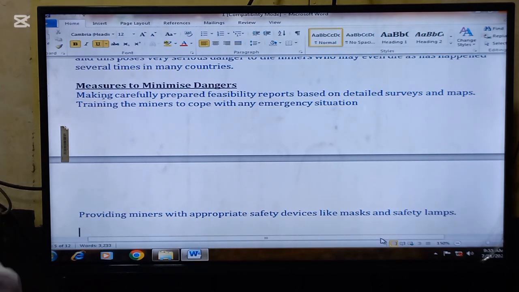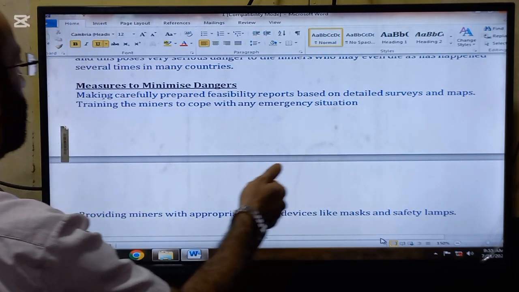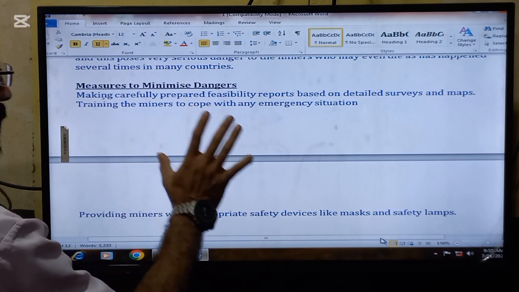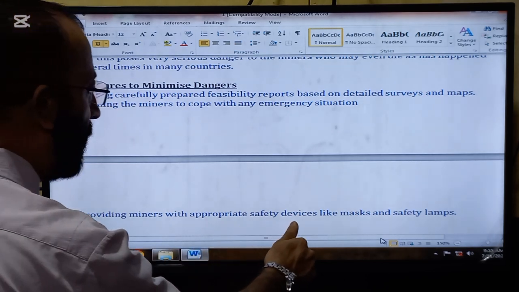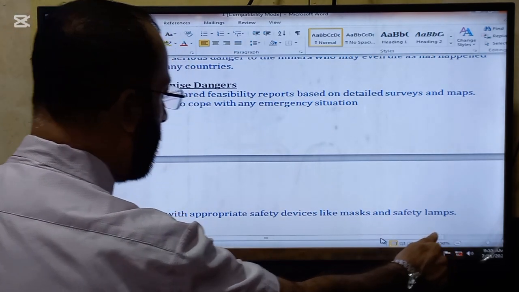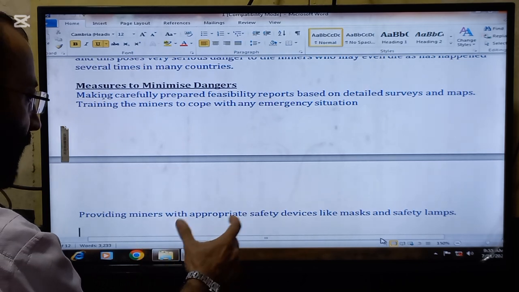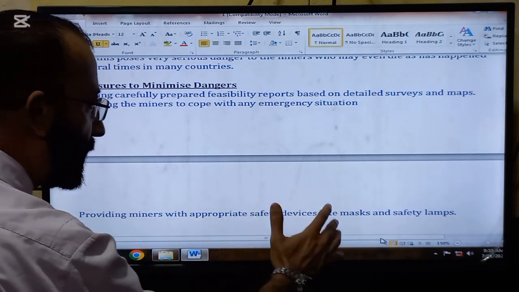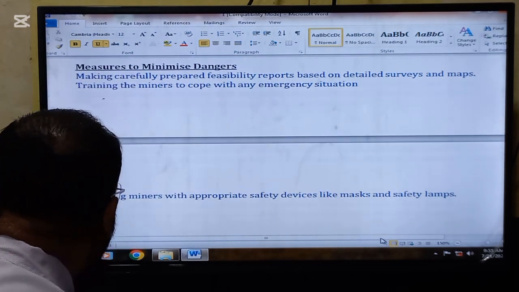The next is training the miners to cope with any emergency situation. So the more trained the workers, the less danger there will be. Next, providing miners with appropriate safety devices like masks and safety lamps. So the more equipped these miners are, the less danger there will be.